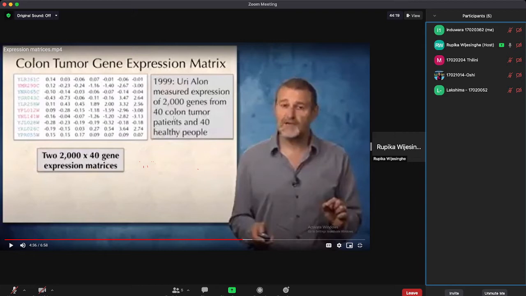Normally this expression is taken from the same patient, though I don't know why, maybe here they have taken it from 40 healthy people. Because we know that when you take one person, he has the cancer cells and normal cells both in his body.